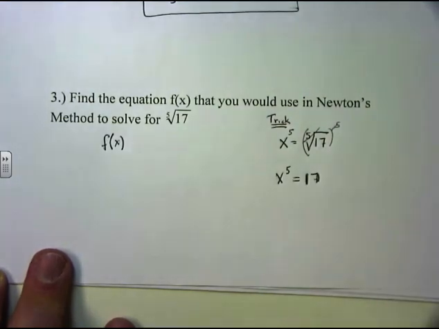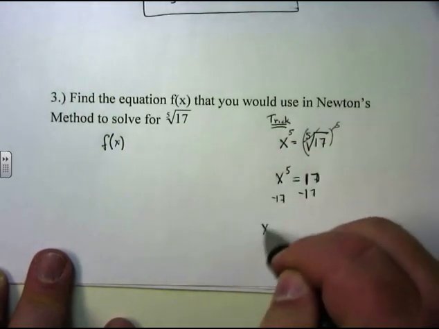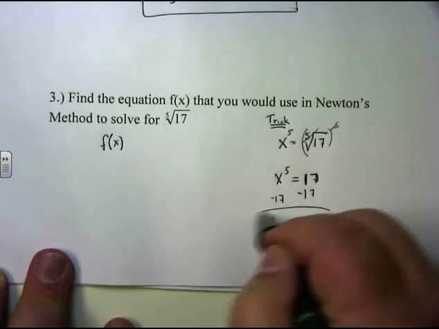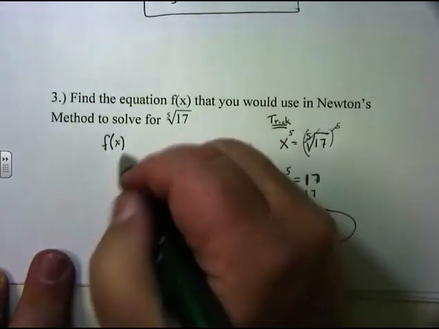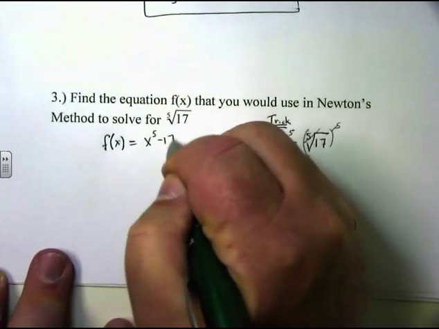But remember, the function for Newton's method must be set equal to 0. So I'm going to subtract 17 from both sides. That gives me x to the fifth minus 17 equals 0. Newton's method finds where functions are equal to 0. Therefore, my function must be x to the fifth minus 17.